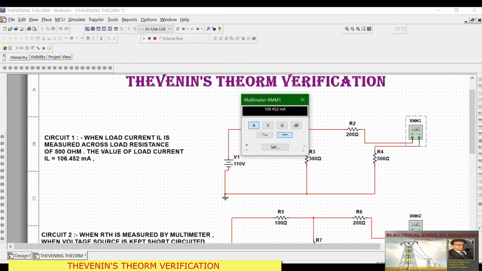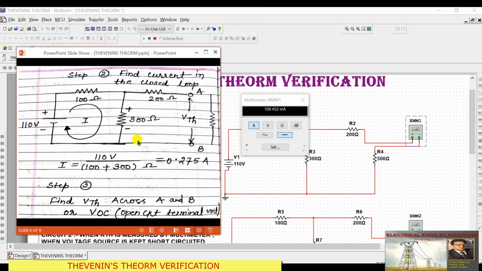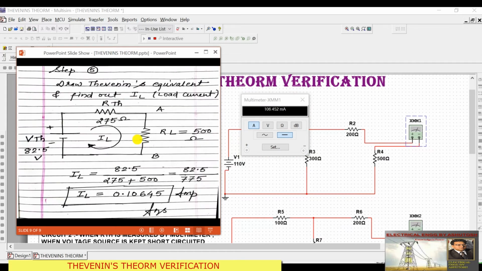You will see load current IL. This is the load current IL, 0.10645 ampere, and both are same. Whether you write 106.452 milliampere or you write IL equal to 0.10645 ampere, theoretically and practically the readings of load current are same. We have solved manually, so we get IL equal to this, and now we have connected ammeter in series with the load, and it is telling us 106.452 milliampere.